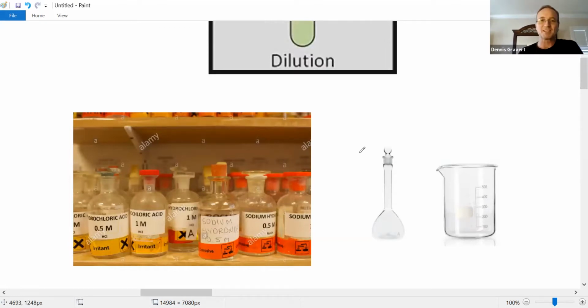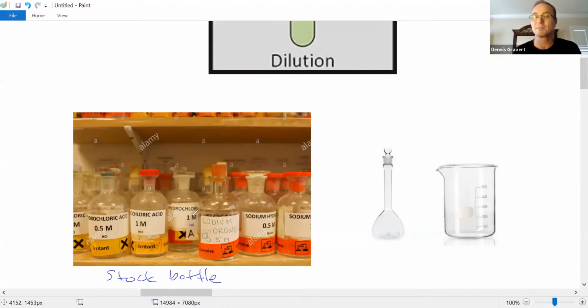Depending on the situation, you'd actually go into the stockroom. Well, you're not allowed in the stockroom. You go to the counter and say, hey, I need to prepare a dilute solution of hydrochloric acid. Well, you might say, well, what stock concentration do you want? We need a stock bottle from the stock room. You need a source of your solution, or maybe some sodium hydroxide.